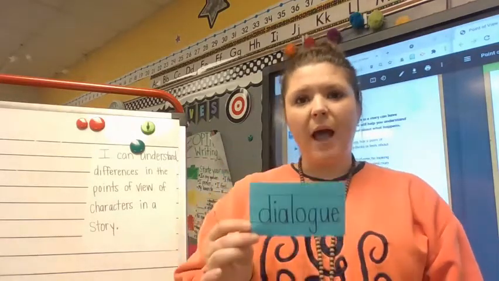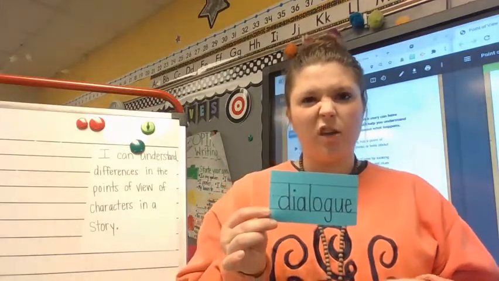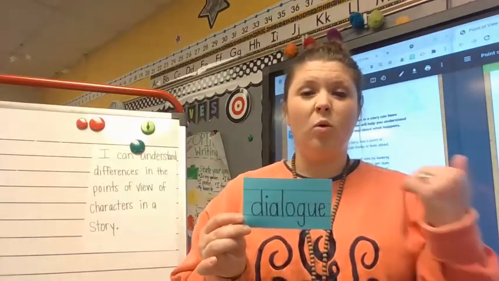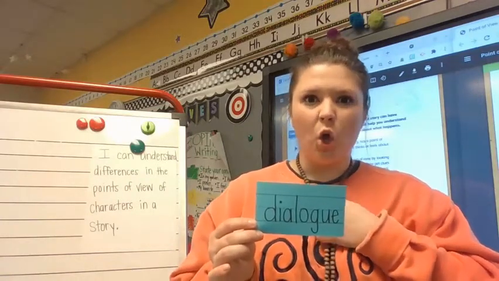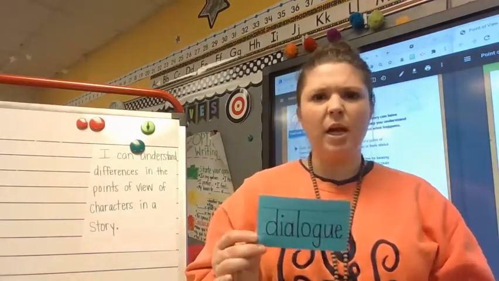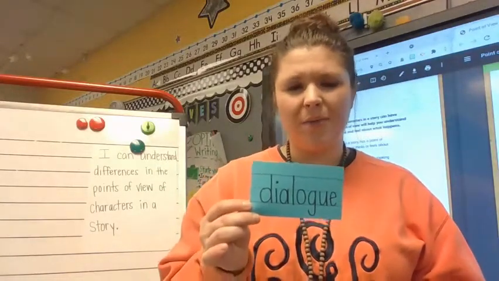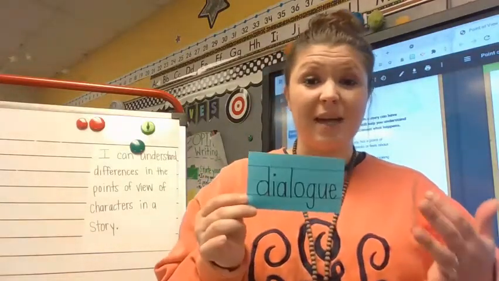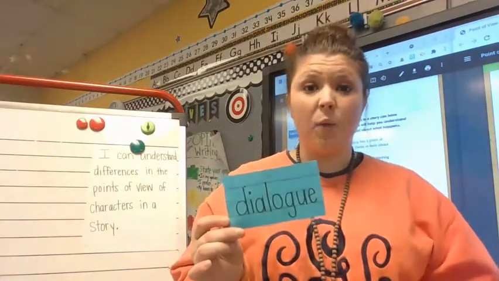Now, when we're reading dialogue, it should be like we're reading like the character. So, would the character of the wolf have said it the way that I just read it? No. If we're going to pretend like we're a wolf, we're mad. We want in that pig's house, right? "Little pig, let me in." Okay? So that is dialogue, what the character says, and we have to say it the way that they would.